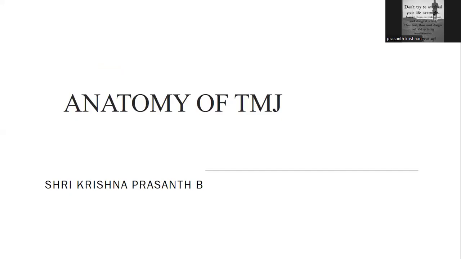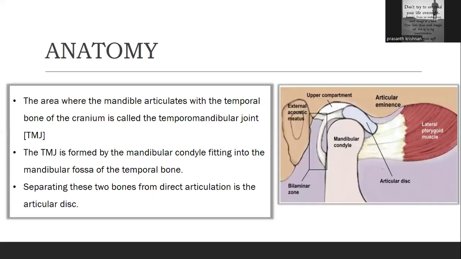Hello everyone. We are going to see about the anatomy of the TMJ. So coming to the anatomy, the area where the mandible articulates with the temporal bone of the cranium is called the temporomandibular joint. The TMJ is formed with the mandibular condyle fitting into the mandibular fossa of the temporal bone. Separating these two bones from direct articulation is the articular disc. So here is the mandibular condyle, and this is the mandibular fossa, and this is the articular disc.